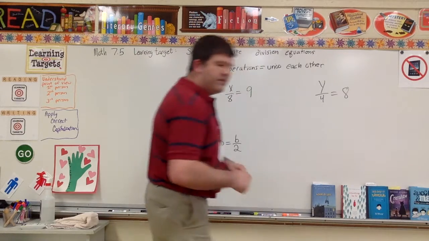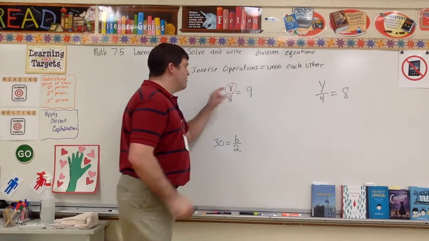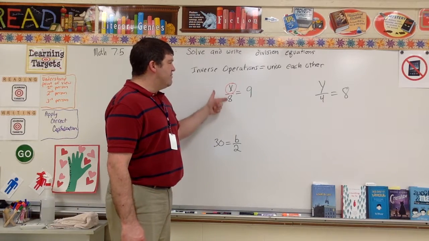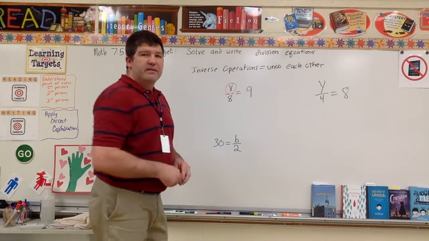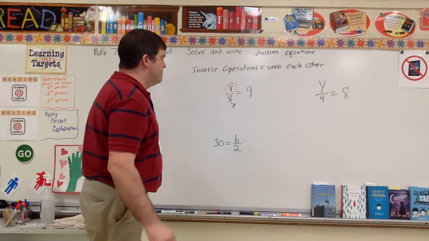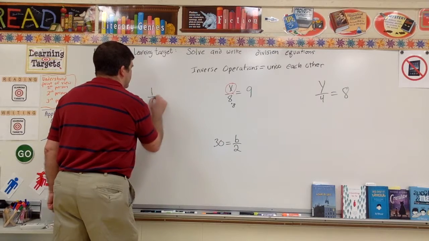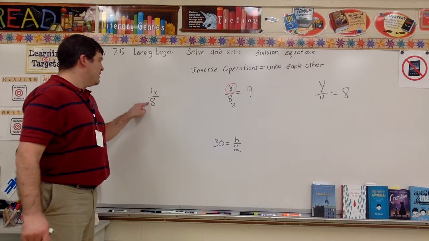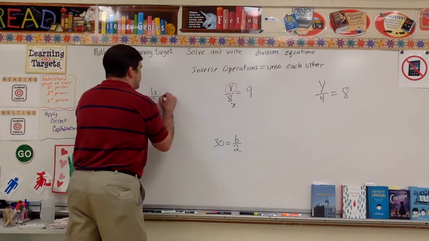I'm going to do what I always do, and I'm going to circle my variable. I want to get x all by itself. What's happening to x? It's being divided by 8. So I do the opposite. I times this by 8. Basically, 1x over 8 is the same as x over 8. So now I'm going to times this by 8.